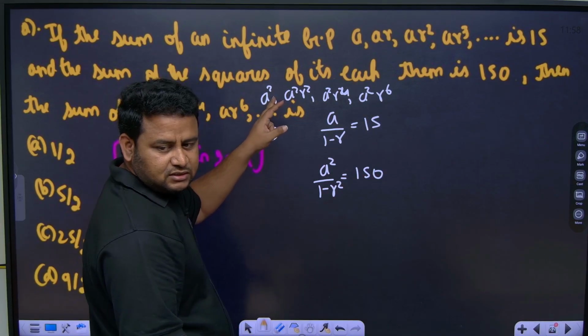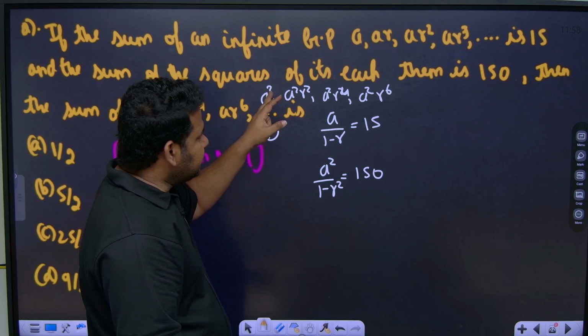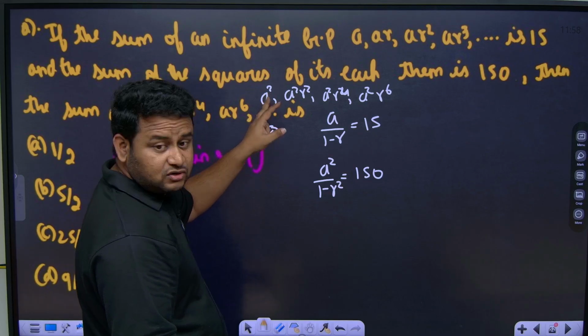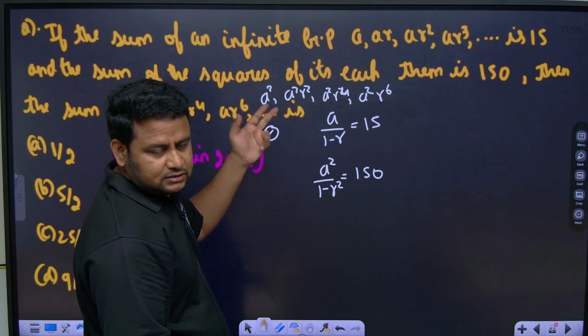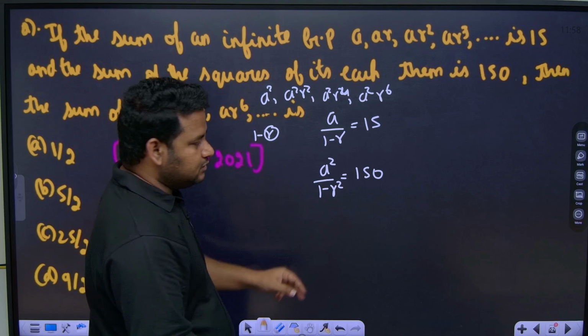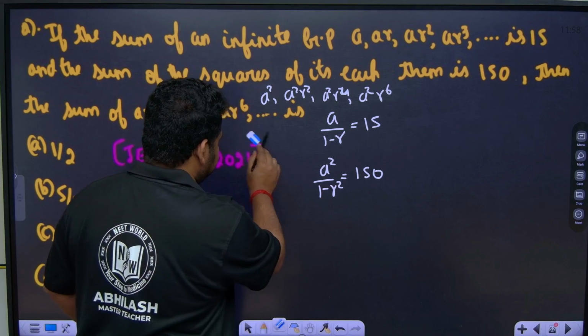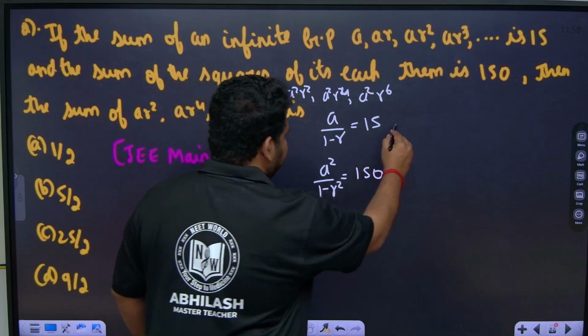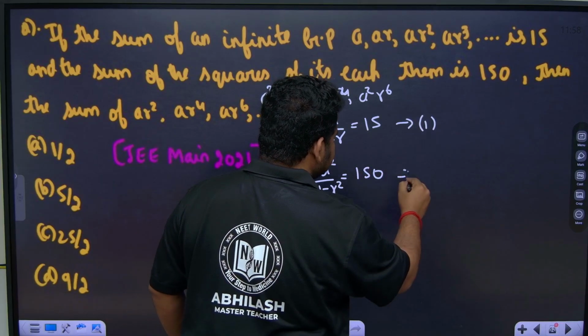Now the first term is what? A square. And r is what? R is not 0. R is 1. So we have to write here 1. Clear? That is why we are writing 1 minus r square. This is the first one I will write, and this I will write as the second one.